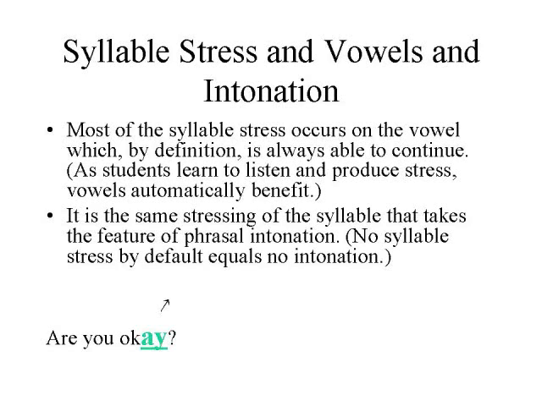Vowels are made with no or little obstruction of the air in the mouth, so if you say oo, ee, ah, that part of the syllable, the vowel part, is able to continue indefinitely if you have air or are able to continue producing the sound, whereas consonants are always obstructed in some way. It's the same stressing of the syllable that takes the feature of phrasal intonation. So no syllable stress by default equals no intonation, and that would definitely be a problem for communication.